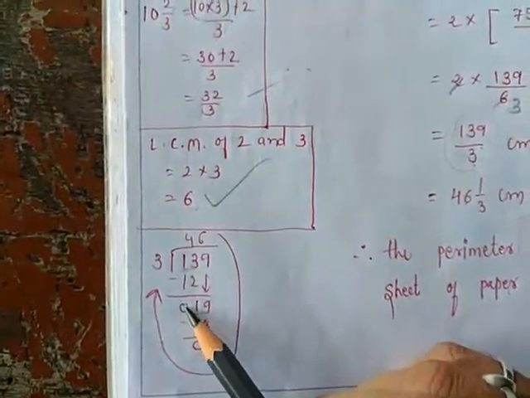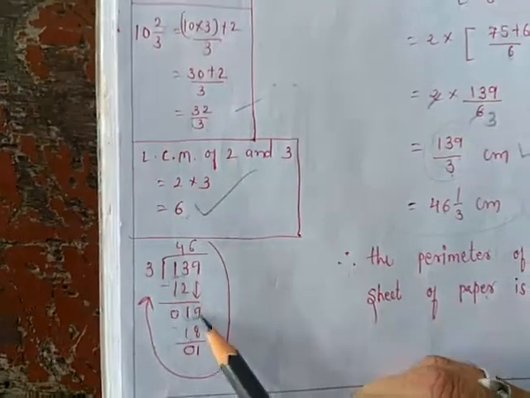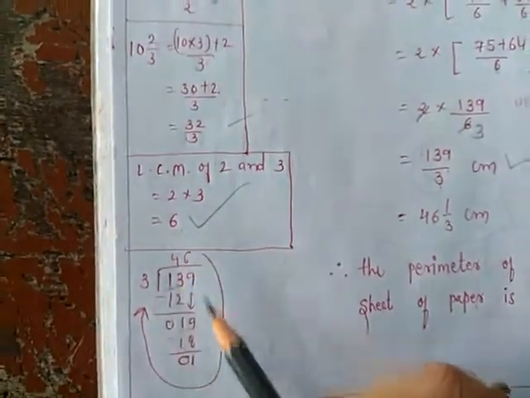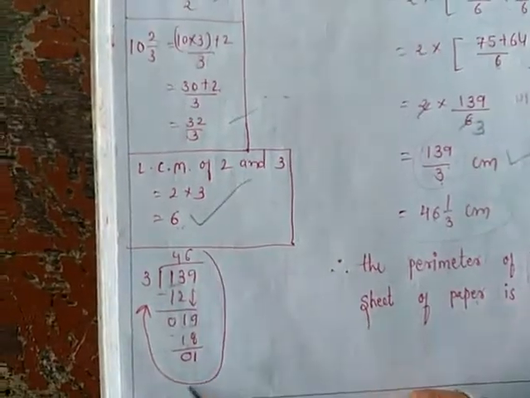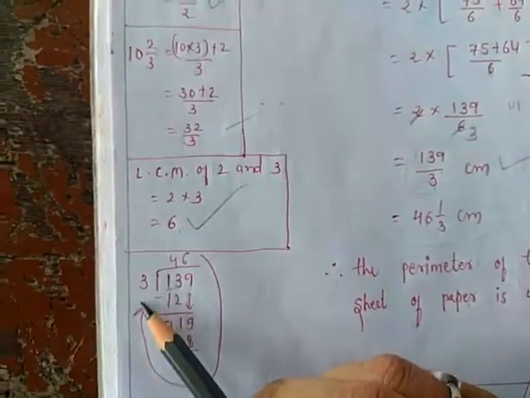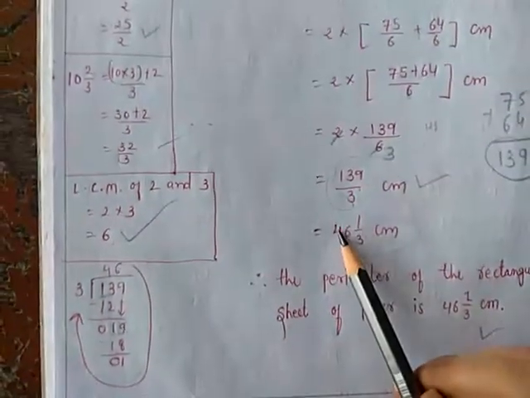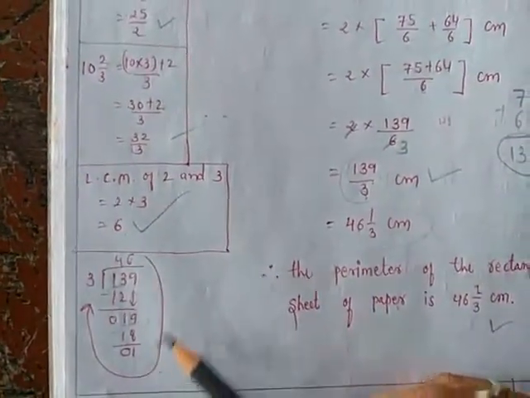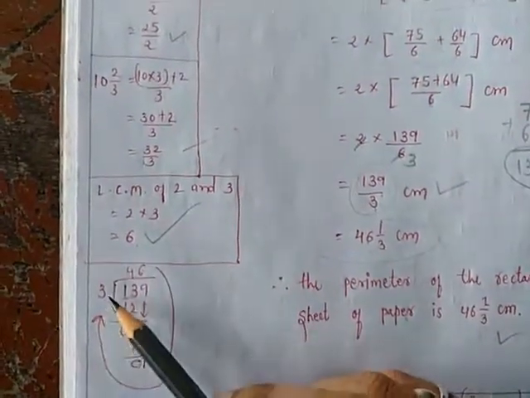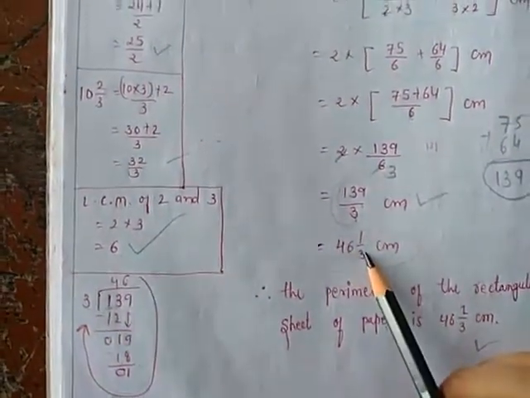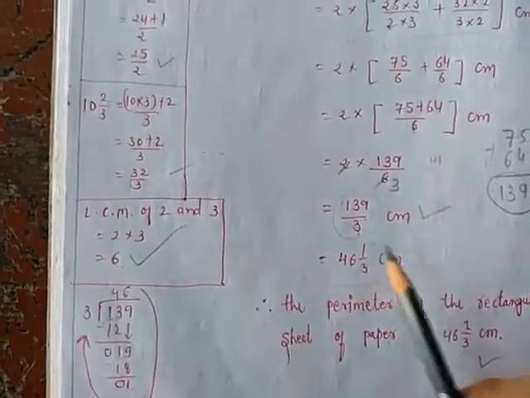Take down a 9 from the ones place. So which number is made? 19. So 3 6s are 18. So 19 minus 18 is equal to 1. Now draw one arrow like this. So first we write 46. After that, 1 as the numerator and then 3 as the denominator. So 46 integer 1 upon 3 centimeters is our answer.